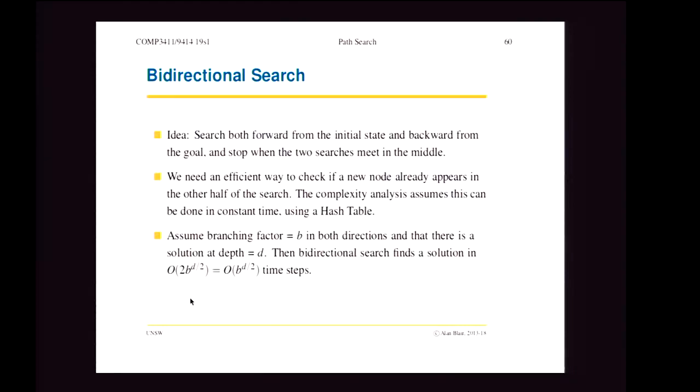So in general, this algorithm has order b to the power d over 2, right, which is the square root of what would happen with breadth first search. Yeah. So in the right circumstances, this can be a lot faster.